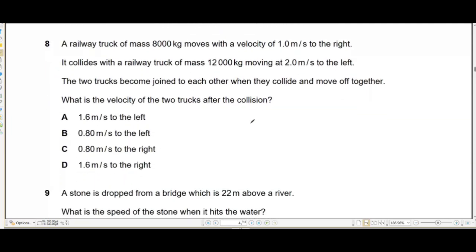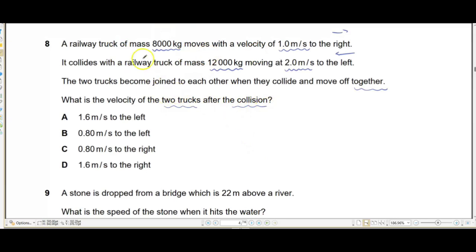Question number 8. A railway truck of mass 800 kgs moves with a velocity of 1 meter per second to the right. It collides with a railway truck of mass 12,000 kgs moving at 2 meters per second to the left. The two trucks become joined to each other when they collide and move off together. What is the velocity of the two trucks after the collision?